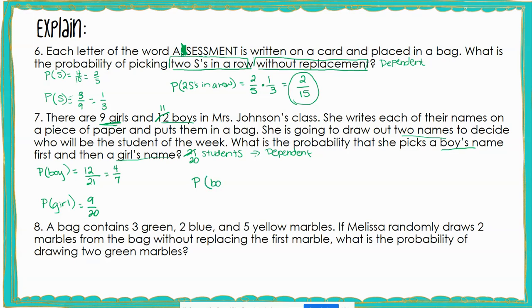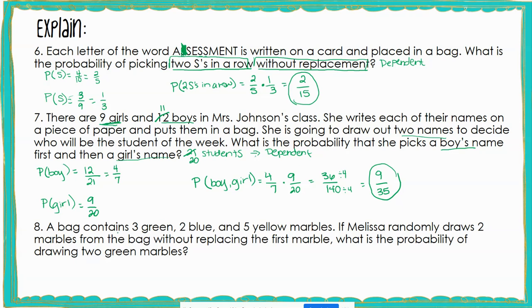So to find the probability of a boy name followed by a girl name, I would multiply 4/7 times 9/20. Well, 4 times 9 is 36, and 7 times 20 is 140. Both of these can be divided by 4. When I divide 36 by 4, I get 9, and when I divide 140 by 4, I get 35. These don't have any factors in common, so this is in simplest form. So the probability of pulling a boy's name followed by a girl's name is 9/35.